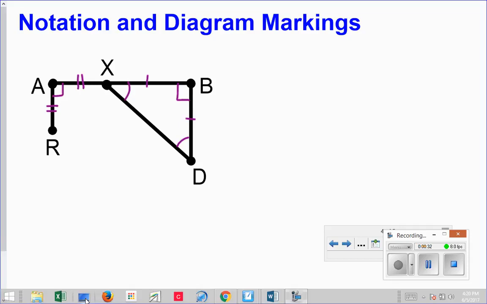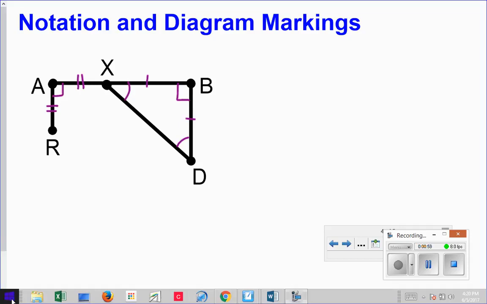So first we'll focus our attention on the marking here in this angle. And we see that it sort of looks like a little box. We also see that same marking in this angle here. That marking indicates that those angles that both have that marking measure 90 degrees.